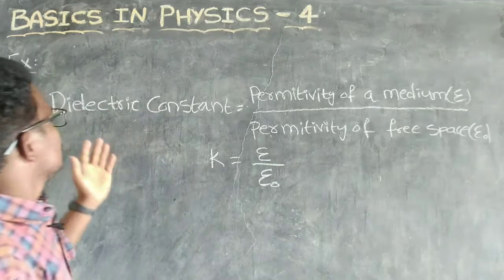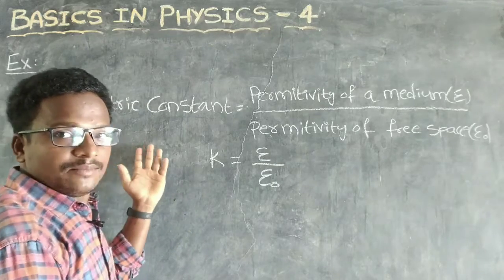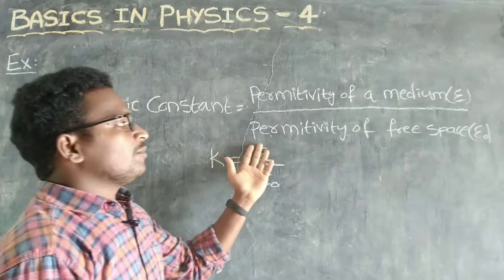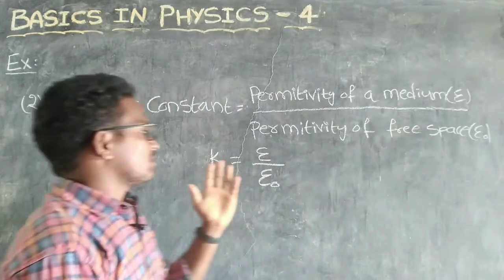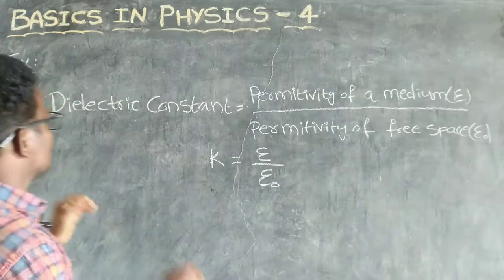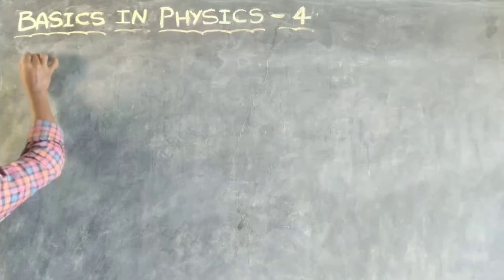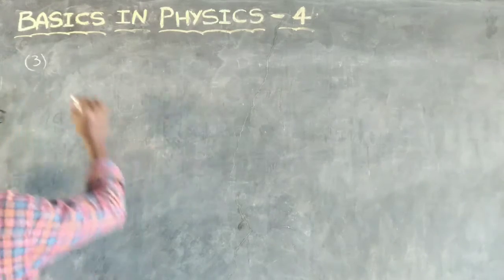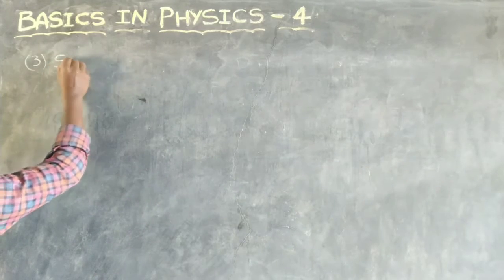You understand? Here dielectric constant K means permittivity of a medium epsilon by permittivity of free space epsilon naught. K equal to epsilon by epsilon naught. You understand? So now moving to the third one, specific heat.